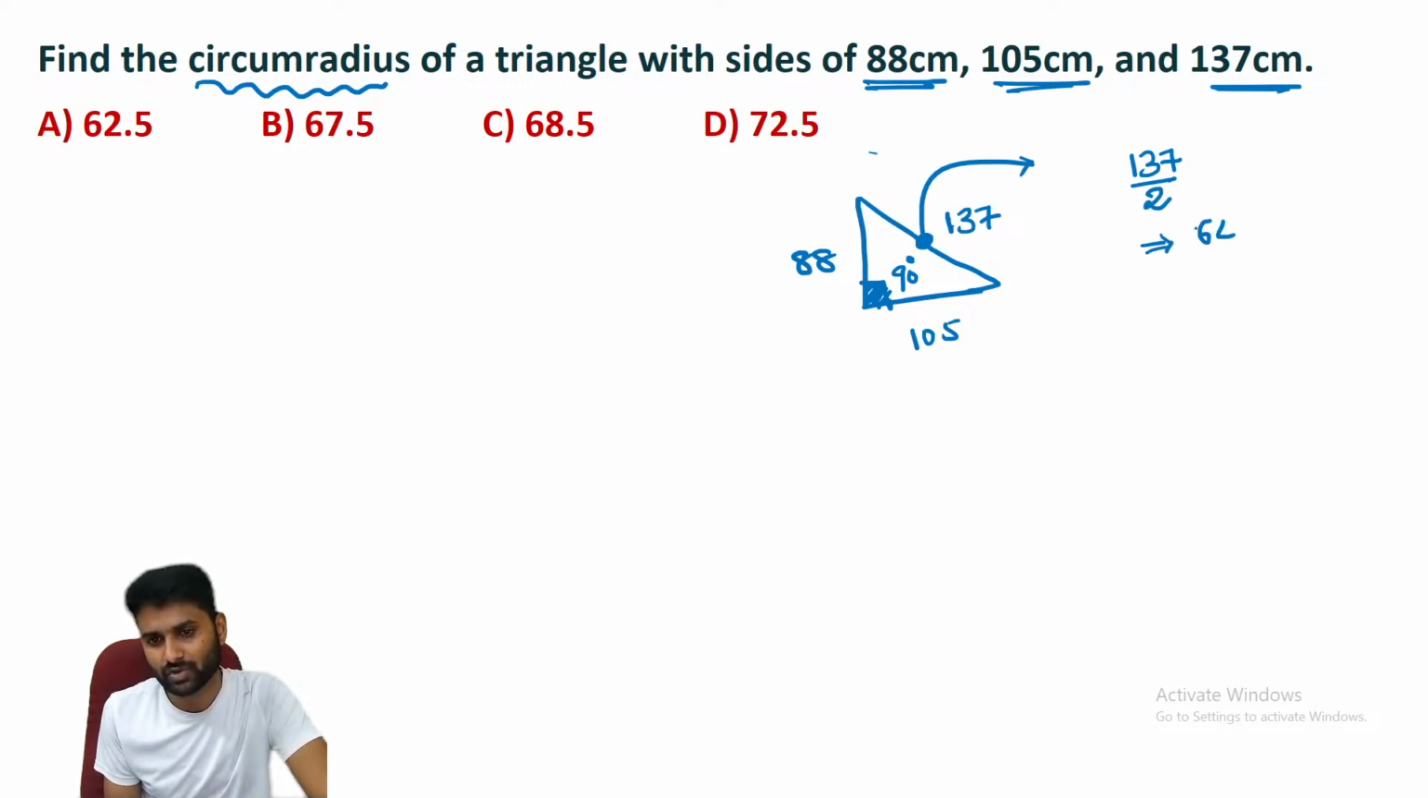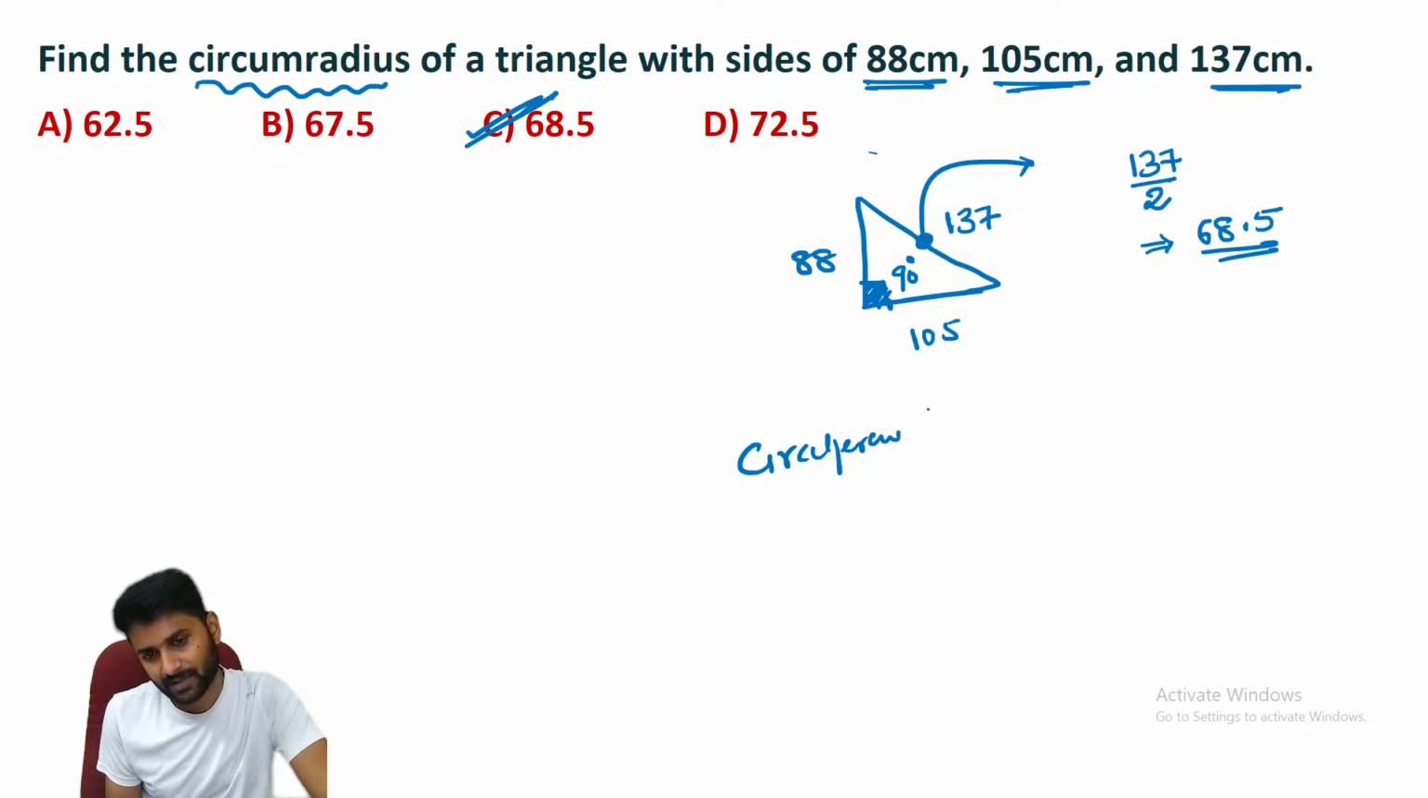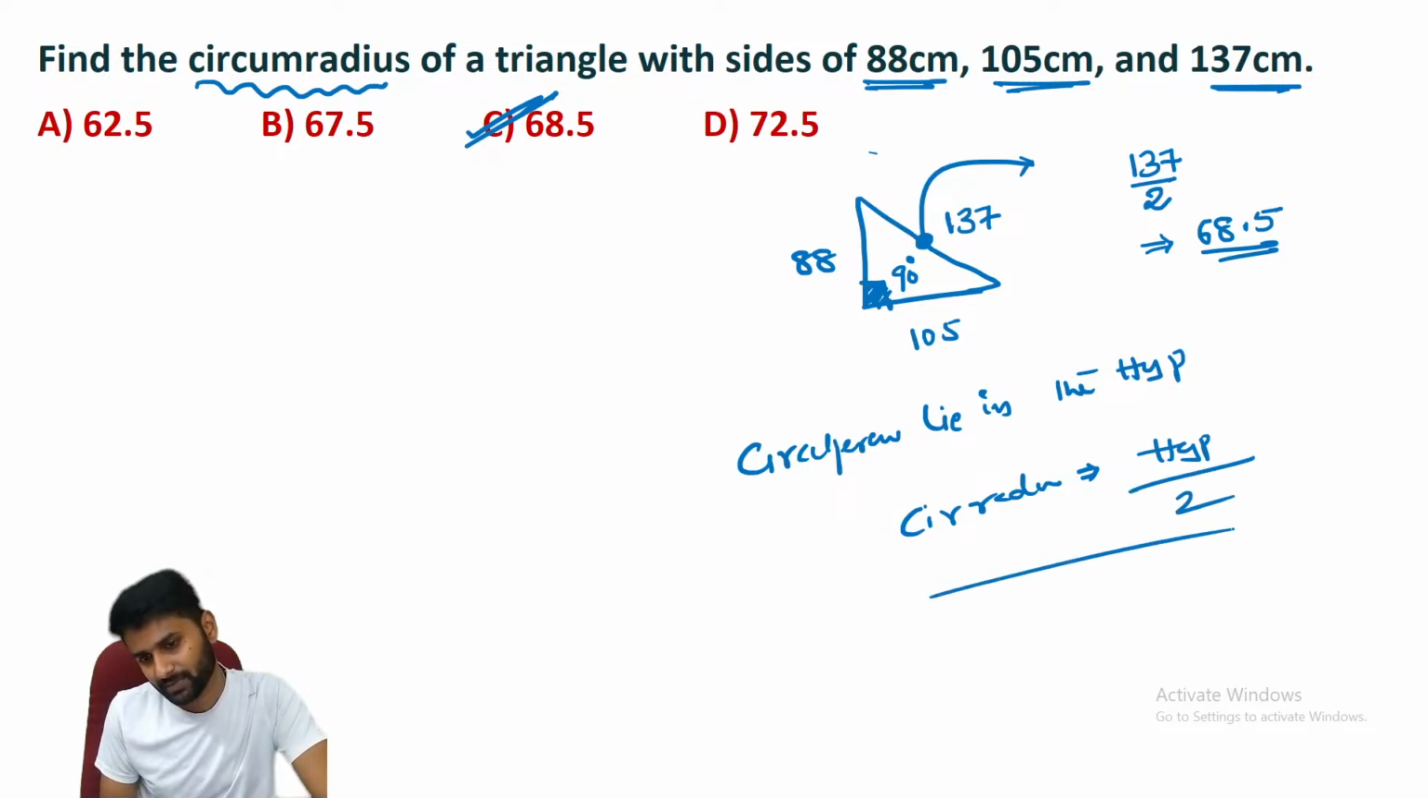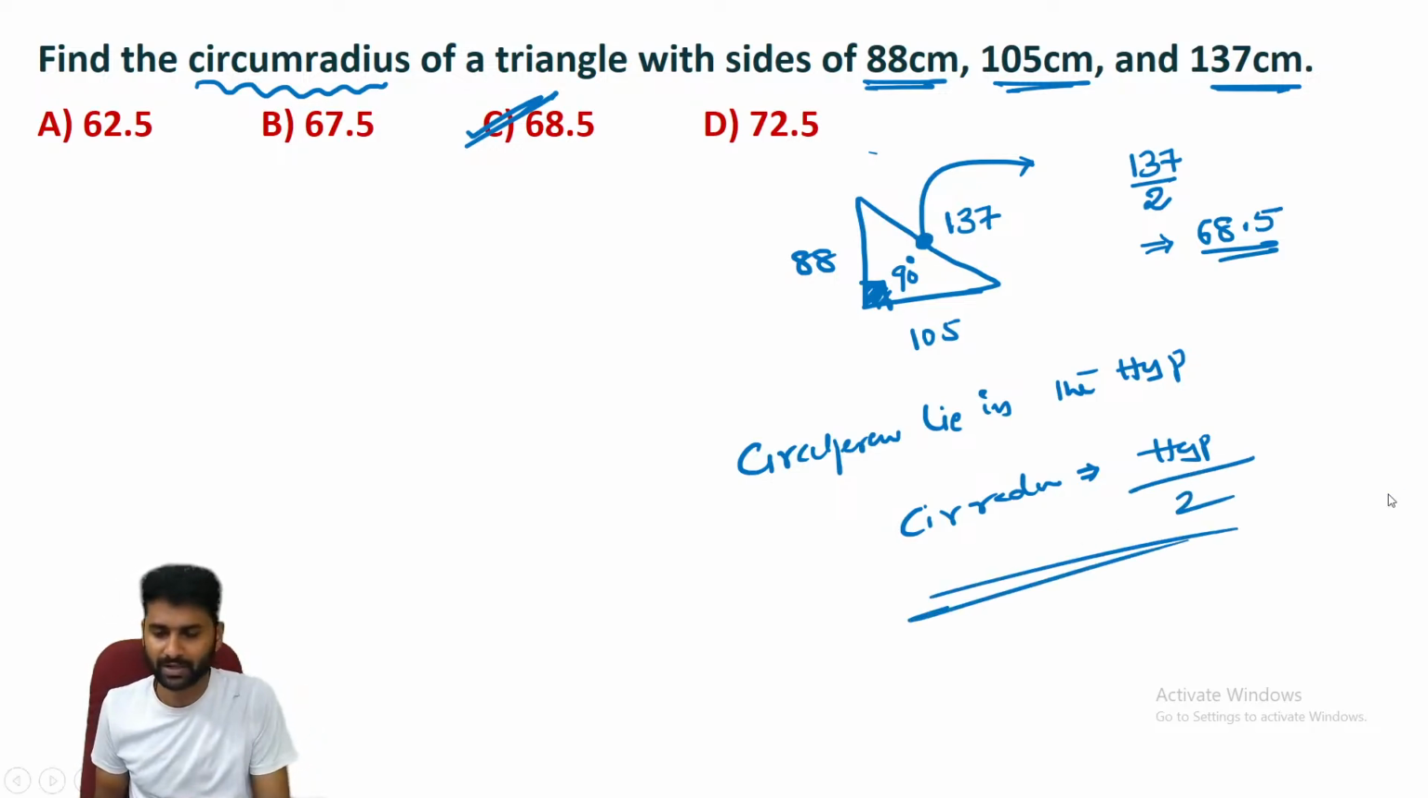137 divided by 2 is 68.5. So this is 68.5. Remember guys, in a right angle triangle, the circumcenter lies on the hypotenuse. Now here the circumradius is exactly equal to the hypotenuse divided by 2. This is the basic property. With this property, you can solve this question in this sequence.